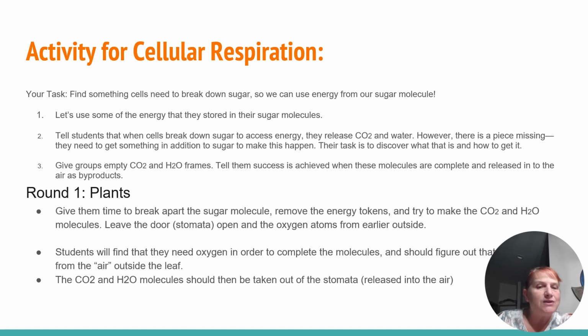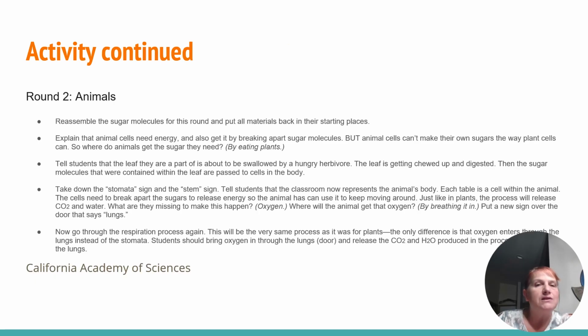The second stage of this is going to be when we talk about animals. They're going to reassemble the sugar molecules for this round, put all the materials back in their starting places. They're going to explain that the animal cells need energy, and to get this, by breaking apart sugar molecules. But animal cells cannot make their own sugars the way that plant cells can. So where do animal cells get their sugars? That's a discussion. They get it by eating plants.